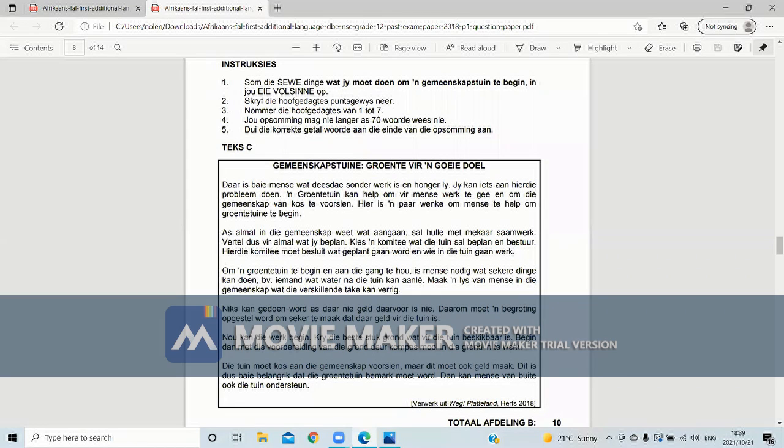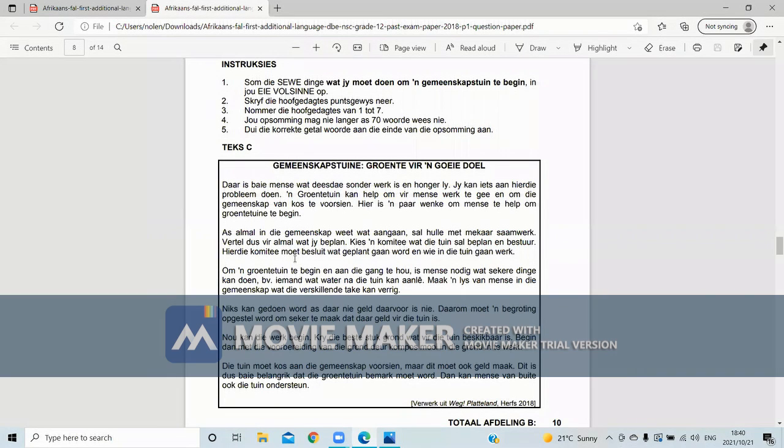Okay, kies 'n komitee wat die tuin sal beplan en bestuur. Choose a committee that will plan the garden and manage it. That's definitely one we should be doing, okay? But we can just change it up a bit. So we can either find a synonym for kies, or you can say, mark a committee wat beplan en bestuur, or wat die tuin sal beplan en bestuur, but you just change one word. You can add in a word. Okay, we can just change something to make it different.